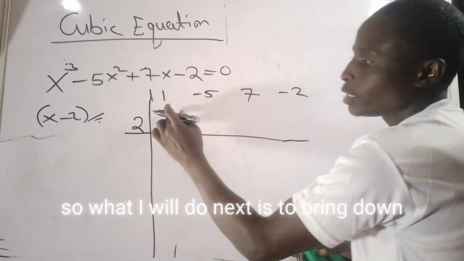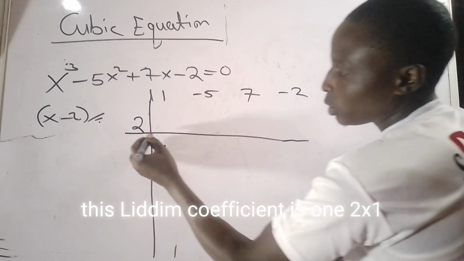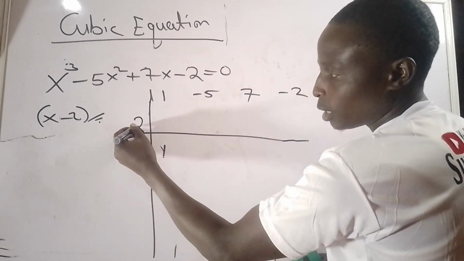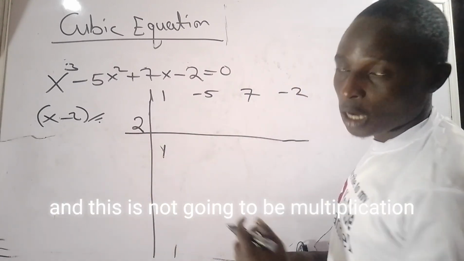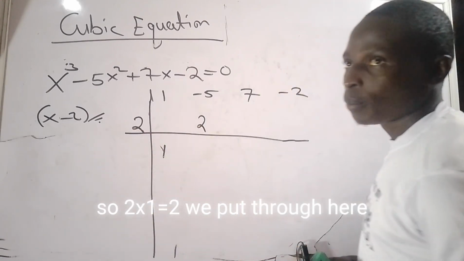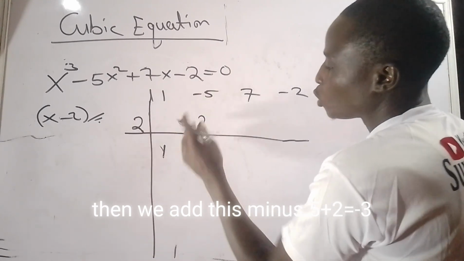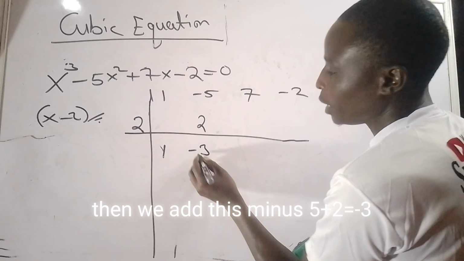So what I will do next is to bring down this leading coefficient, which is 1. 2 times 1, the relationship between this and this is now going to be multiplication. So 2 times 1 is 2. We put 2 here. Then we add this. Minus 5 plus 2 is minus 3.